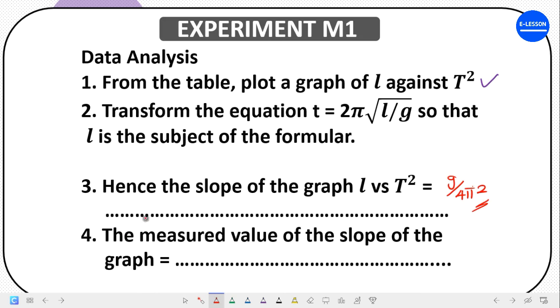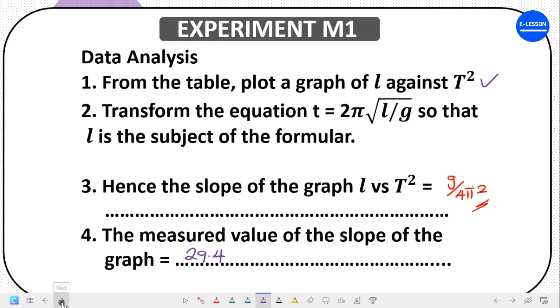The next question says, the measured value of the slope of the graph is... Now, what was the measured value? What was that value that we measured for the slope of the graph? We said it's 29.4. But the correct value is around 25, 26, and even 24 point something. But this one got 29.4, which is also within range because there are errors in every practical. So don't cancel your own if you got 20 something. But if you are getting 30 something, then oh no.